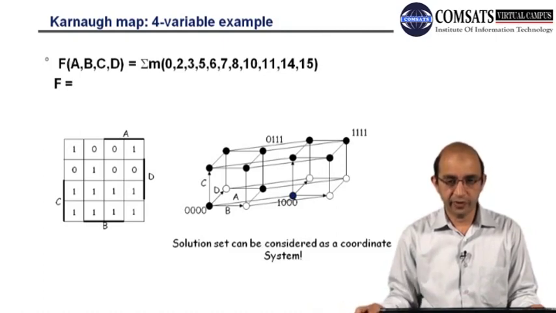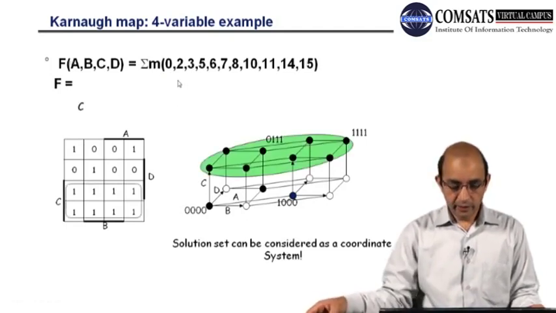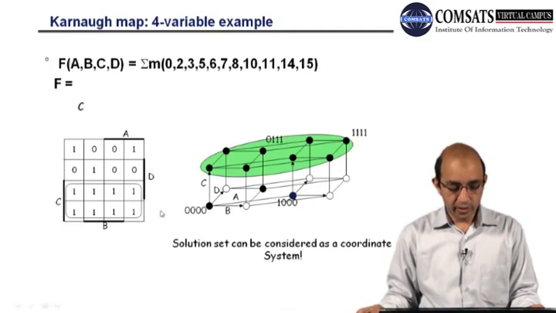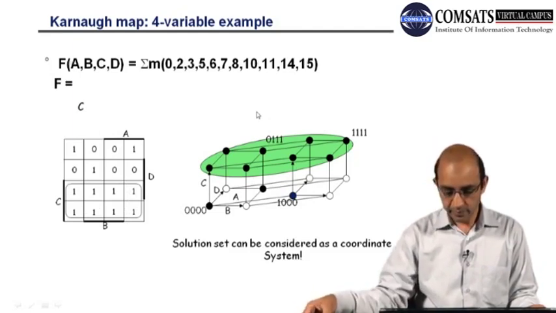So let's have the graphical interpretation of 4-variable K-map. You can see that we have a Boolean function over here, and we can represent this as the summation of min terms. So these are the min terms. If we consider this quad, this will interpret graphically this upper portion of vertices.